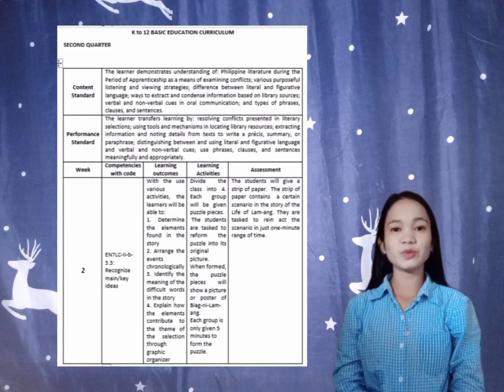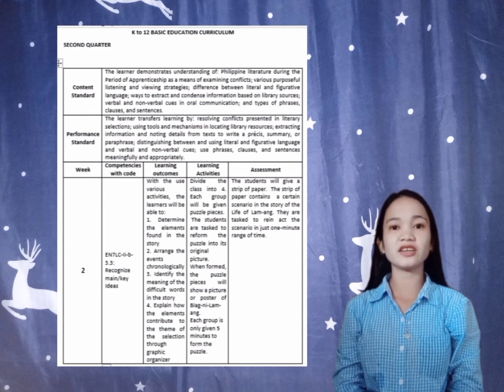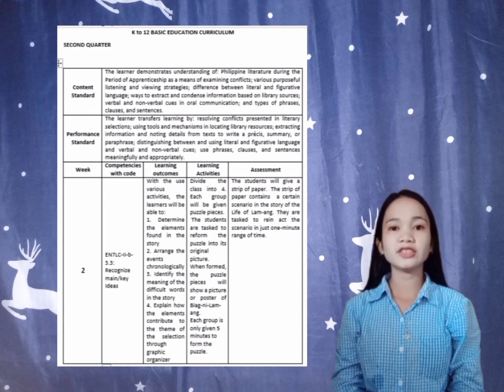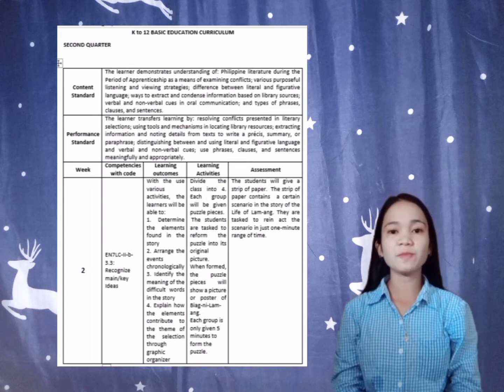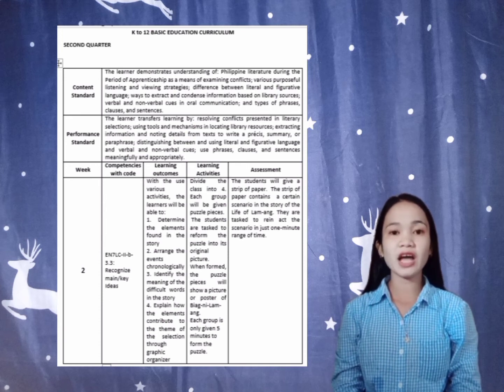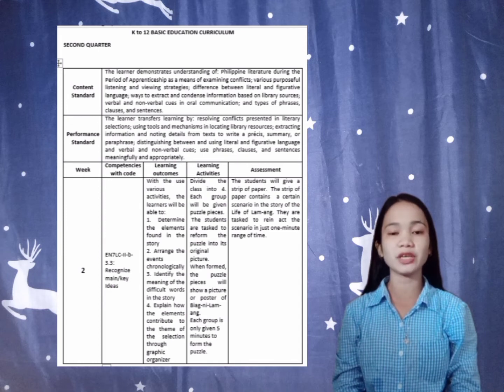Learning outcomes. With the use of various activities, the learners will be able to determine the elements found in the story, arrange the events chronologically, identify the meaning of the difficult words in the story, explain how the elements contribute to the theme of the selection through graphic organizing.